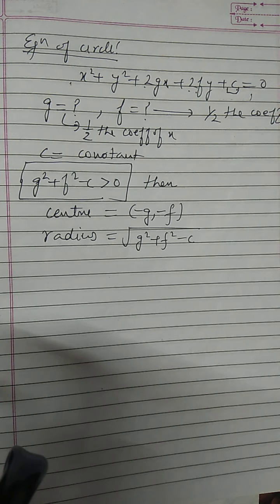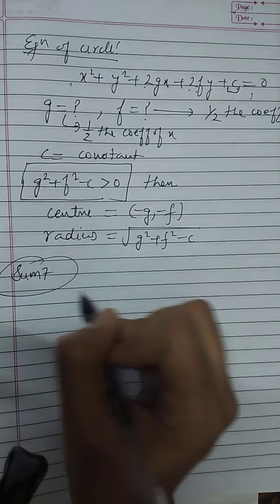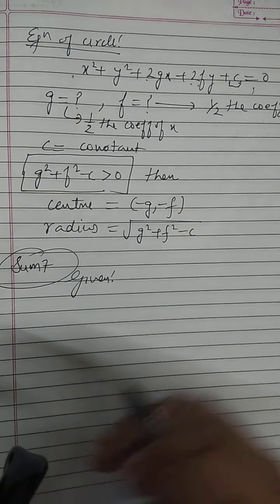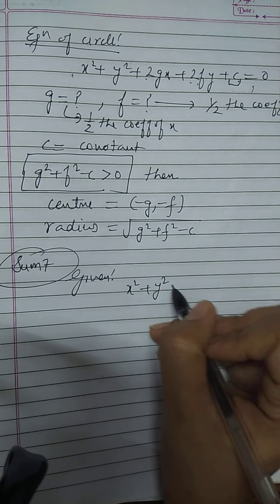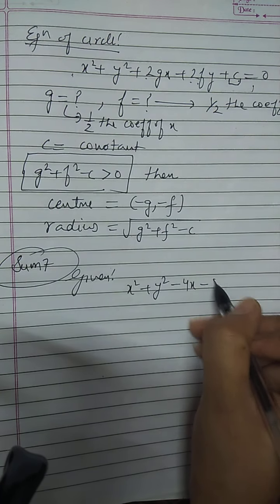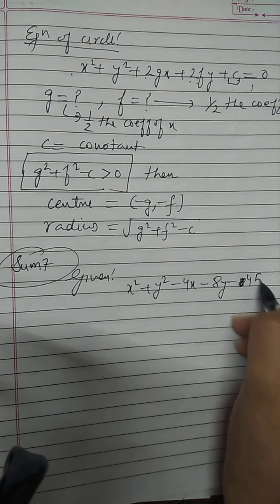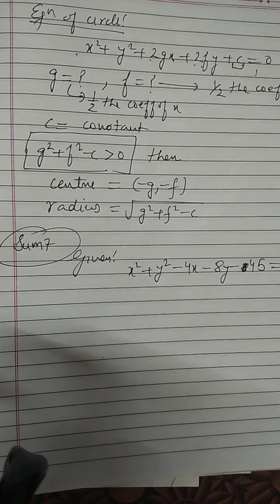So here let us do one sum based upon this method also. So we can consider here sum number 7. The given equation, let us take, is x square plus y square minus 4x minus 8y minus 45 equal to 0. This is the equation of the circle given.